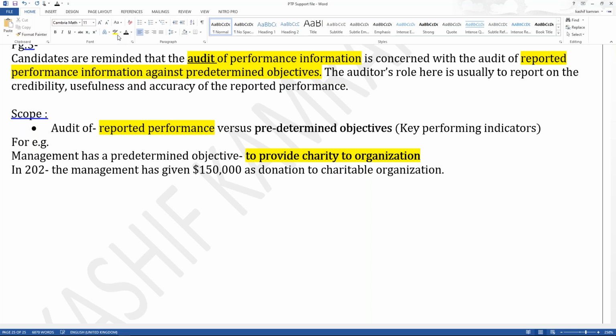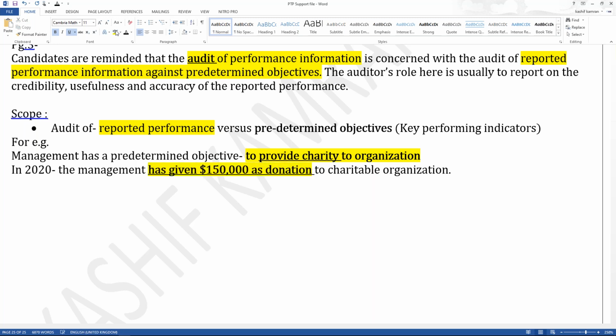So what is the management objective? The management objective is to provide charity, right? And against the objective, have they given donations during the year? Yes. How much donation have they given during the year? $150,000. So management has given $150,000 as donation. So it is the audit of the reported performance. So what is the reported performance? The reported performance is a $150,000 donation.